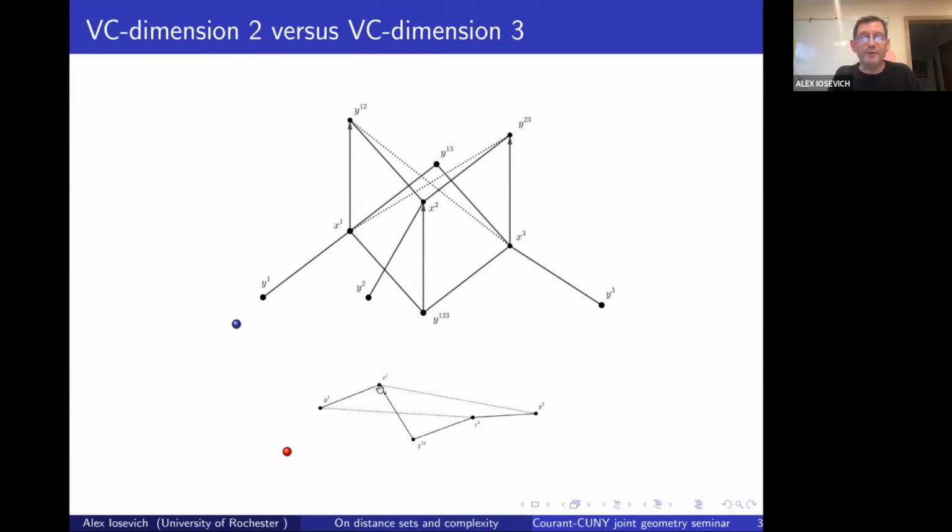Then y1 is a distance t from x1, y2 is a distance t from x2, and the dotted line indicates that those distances cannot equal that number t. So this is a much simpler configuration to build, but even that requires a considerable amount of work.